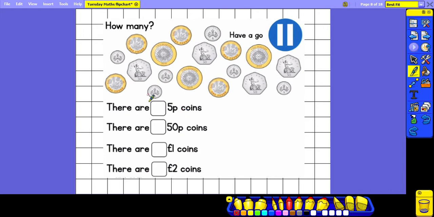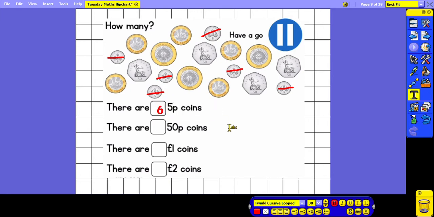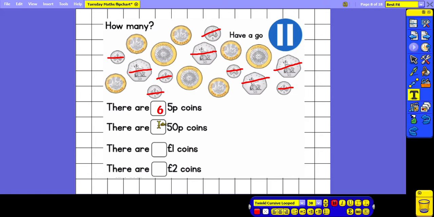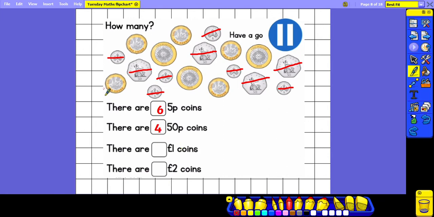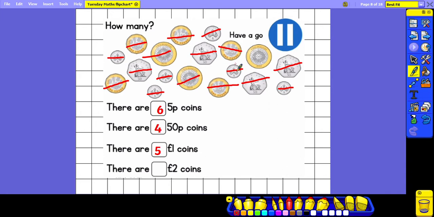Okay, so starting with the 5 pences. 1, 2, 3, 4, 5, 6. Then the 50 pences. 1, 2, 3, 4. And pound coins. 1, 2, 3, 4, 5. And then the £2 coins, there are 1, 2, 3.